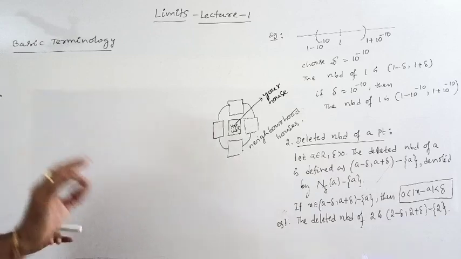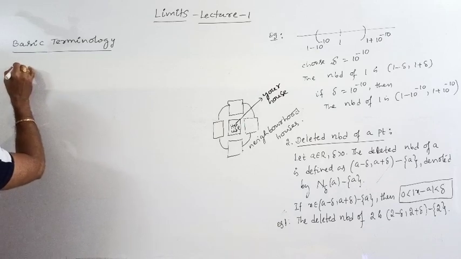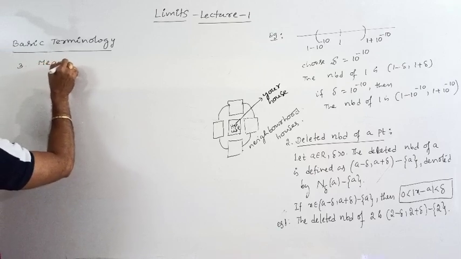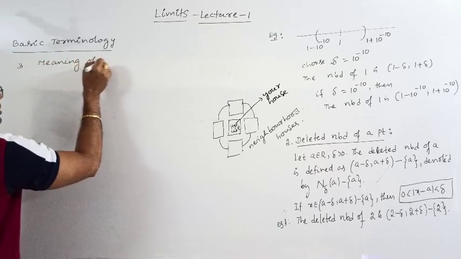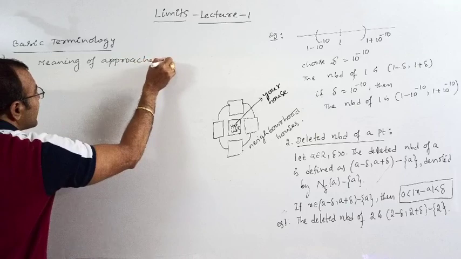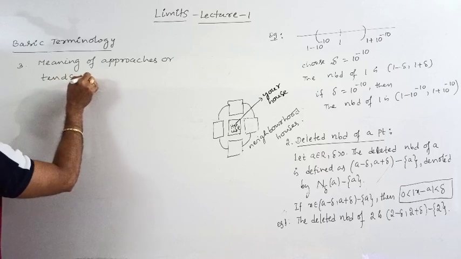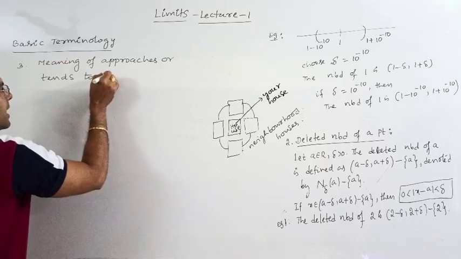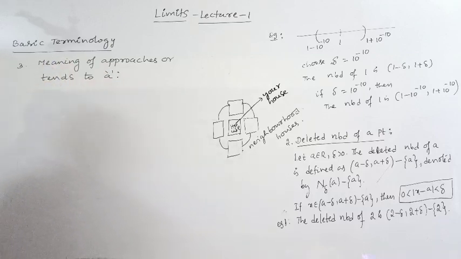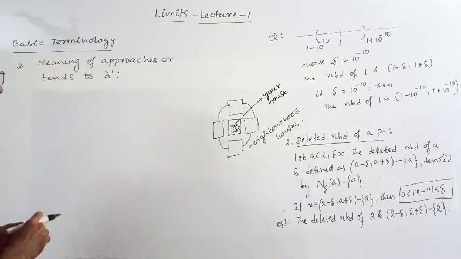So, deleted neighborhood of the point is over. Now, what is the meaning of approaches or tends to? Meaning of approaches or tends to A. Okay? So here you see.